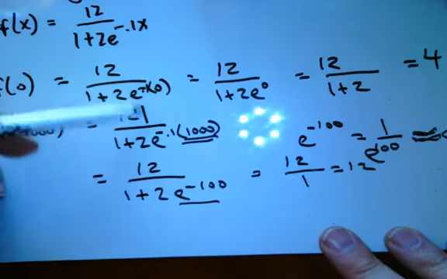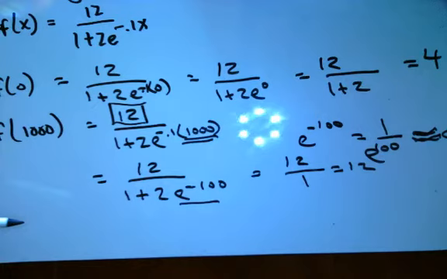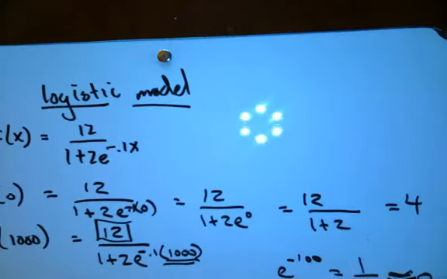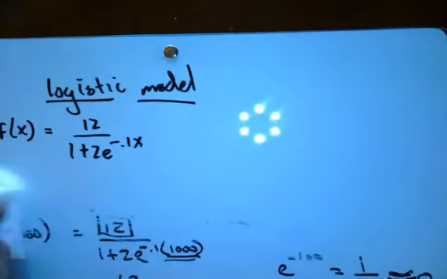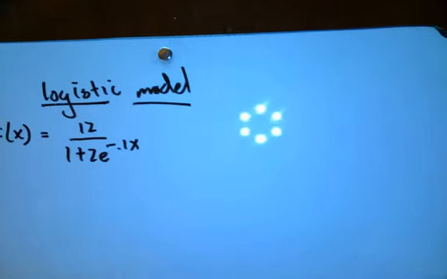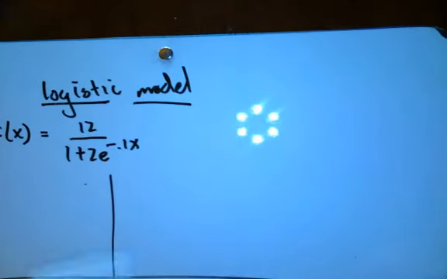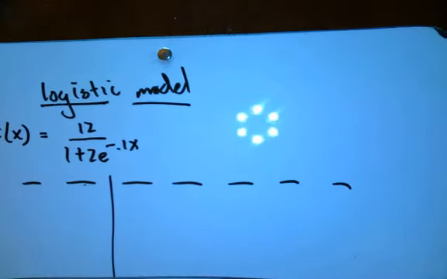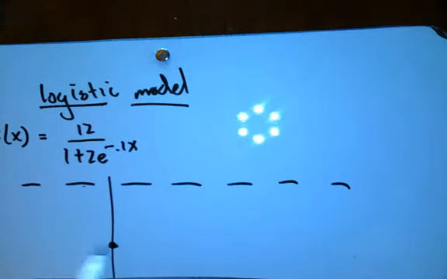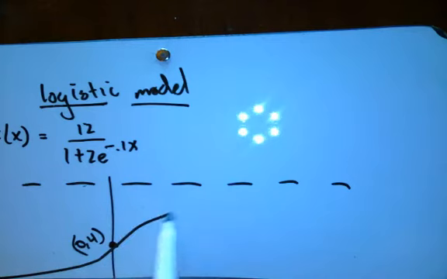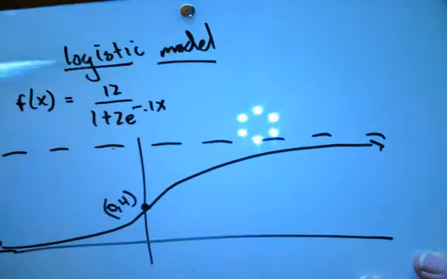What that tells me is, as I plug in bigger and bigger numbers here, this function is heading towards a value of 12. And lo and behold, 12 is the carrying capacity of the environment. Now, we don't actually get to 12, but boy, we get awfully close to 12. Okay, so can we sketch a quick graph of this? Well, we said that there was a y-intercept at 4 and a horizontal asymptote at 12. Zero, 4.